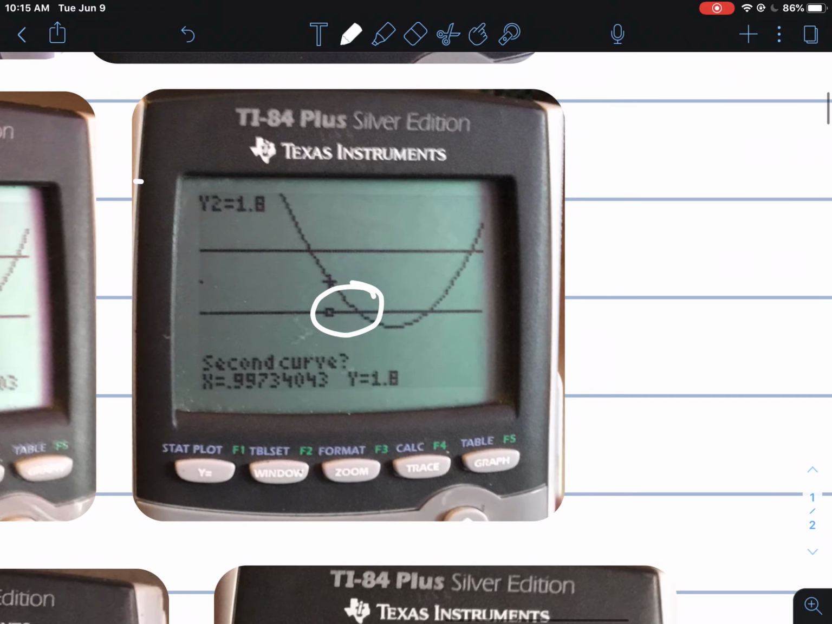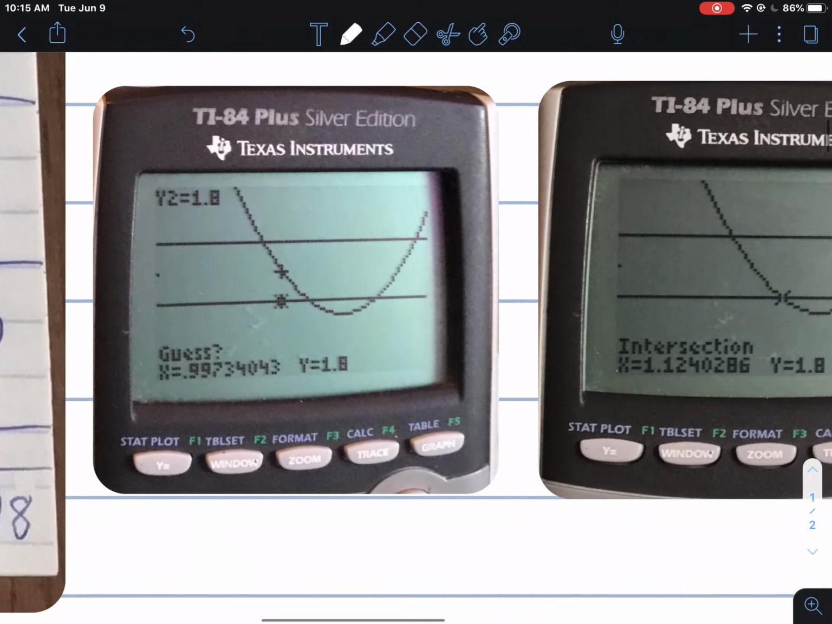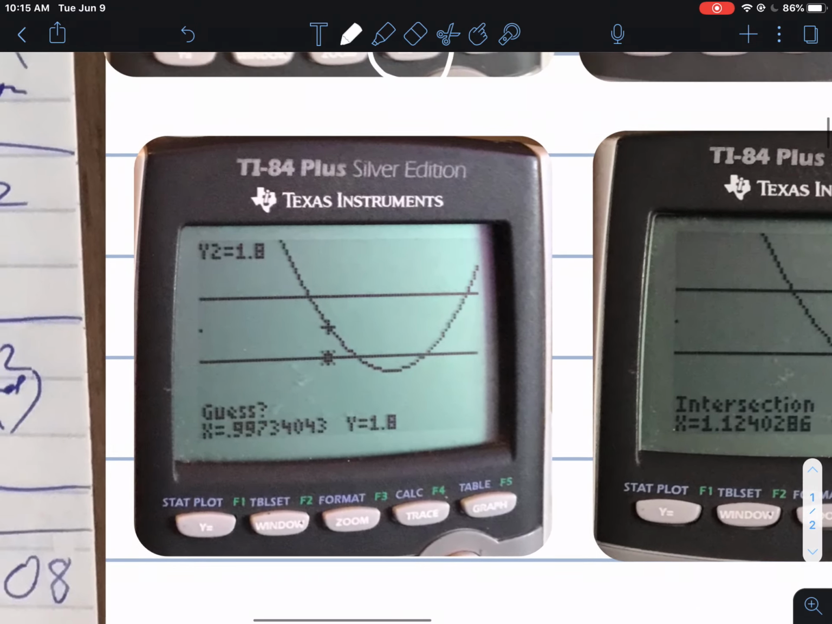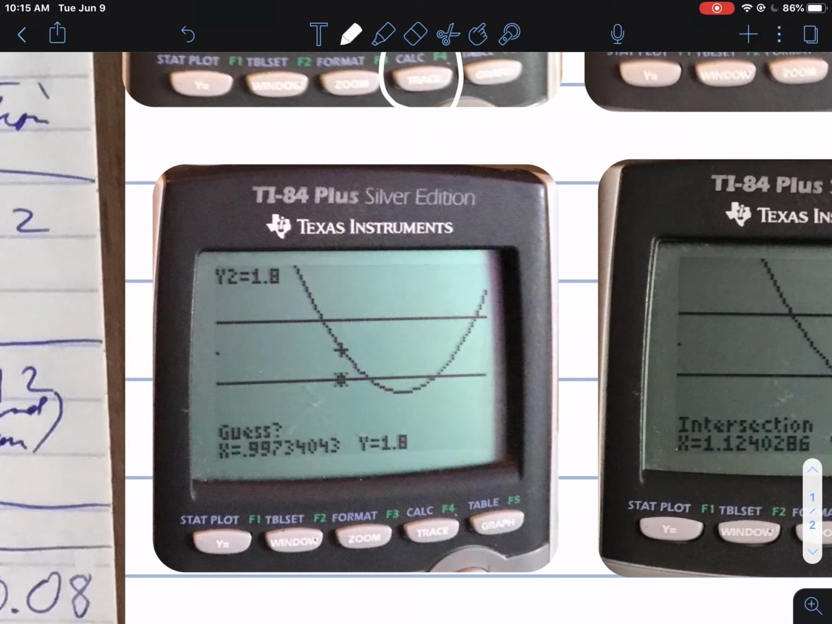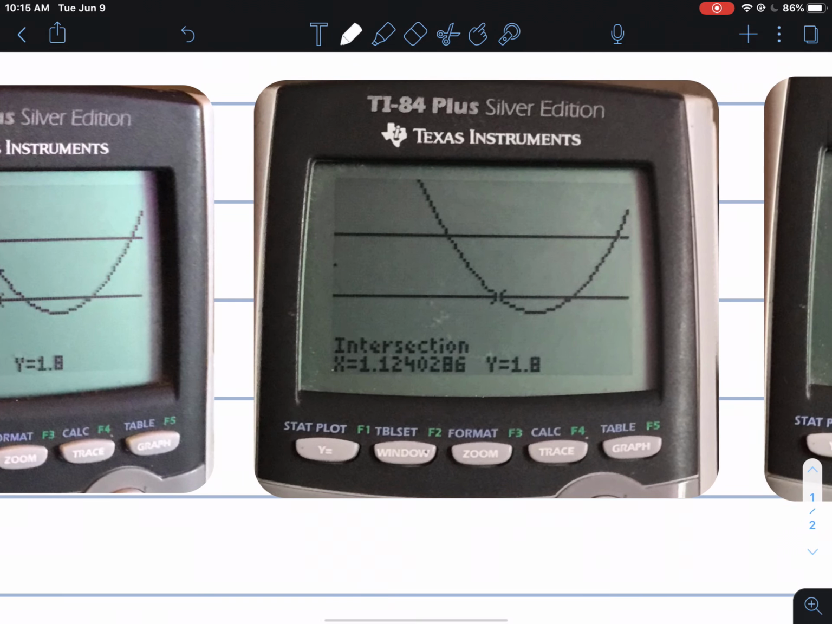Then you hit enter, and it'll say guess. I don't care to guess, I want to know what it is. So make sure you hit enter again, and then it will tell you what that point of intersection is. This was the number that I had on the note, and I used 1.124. I'm going to talk a little bit more about that in just a second. I rounded it to a few decimal places.